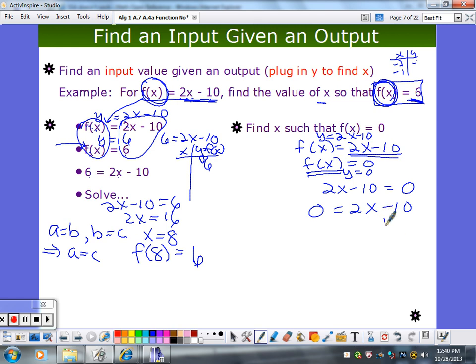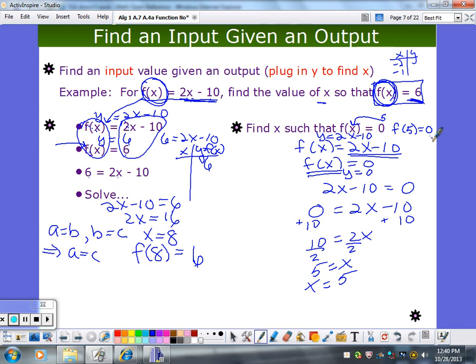Now how do you solve this equation? Add 10 to both sides. Divide both sides by 2. Well, I'm turning it around using the symmetric property of equality. X equals 5. So what's the x that works? 5. F of 5 equals 0. When you have an input of 5, you get an output of 0.